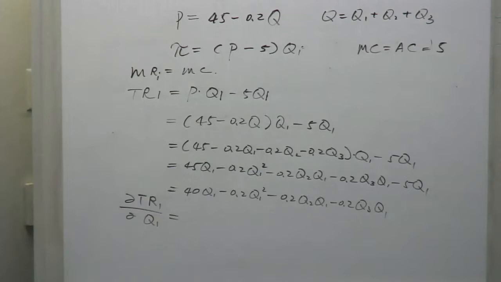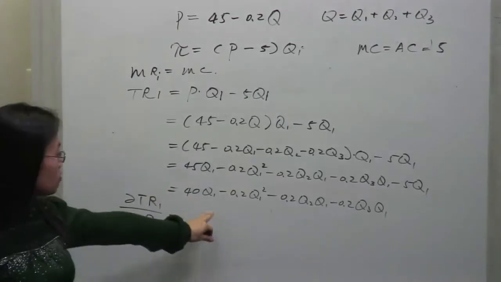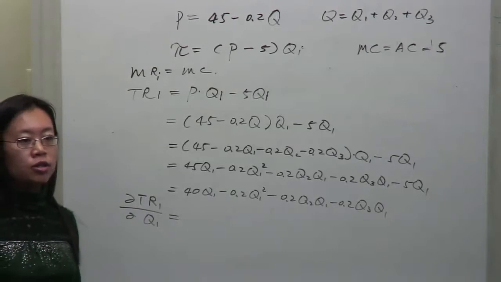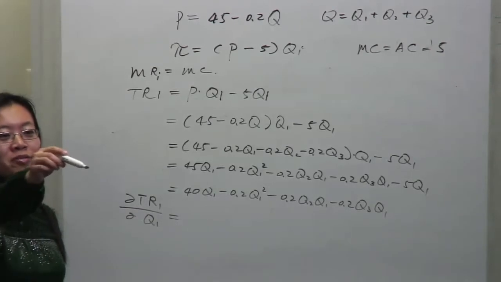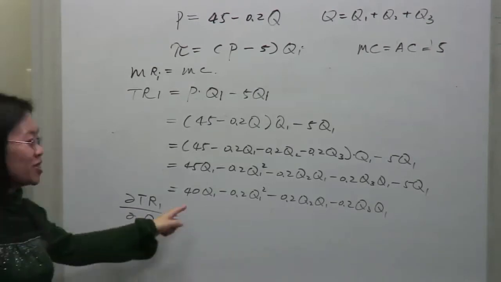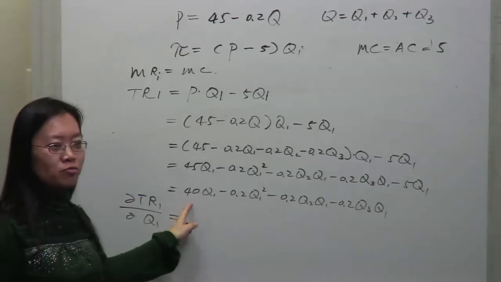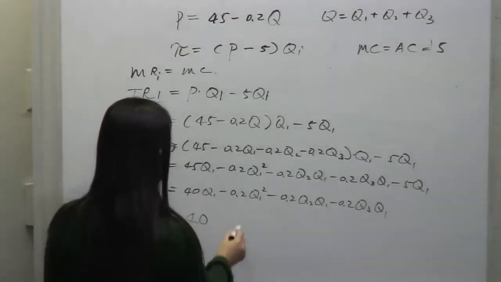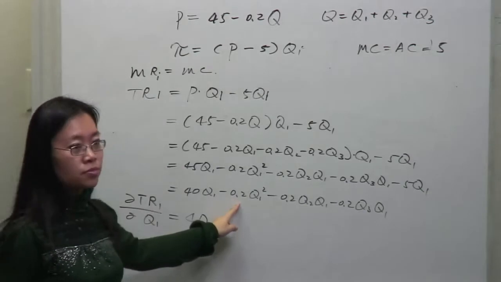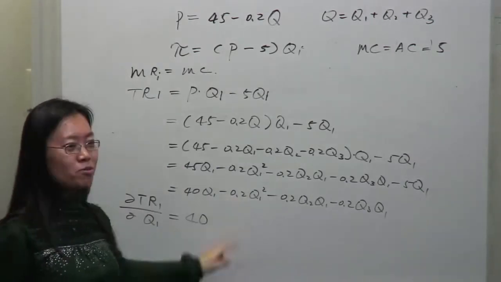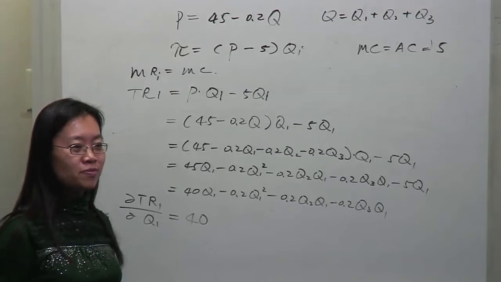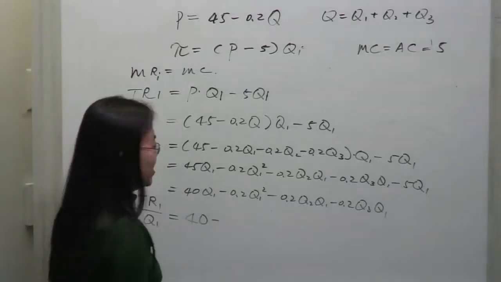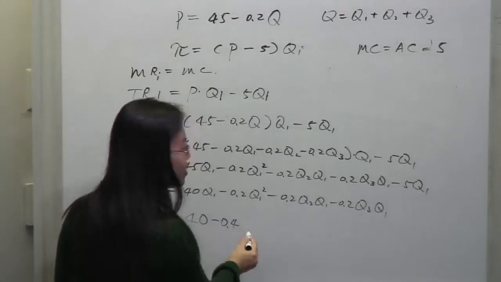So now let's take the derivative of this whole thing with respect to Q1. From the first term, what do we got here? Nehemiah, what's the derivative of this with respect to Q1? 40. Okay. The second one, Brandon, what's the derivative of the second one? What's 2 times 0.2? 0.4. Thank you. 0.4 Q1.